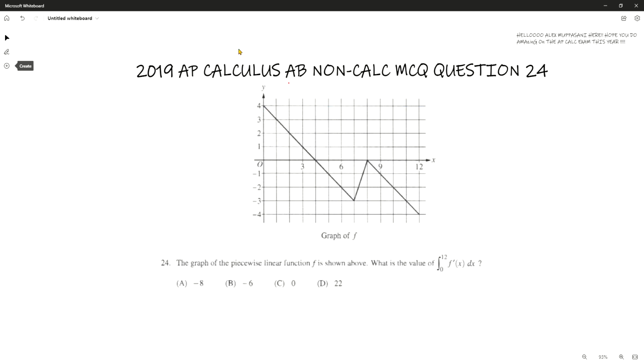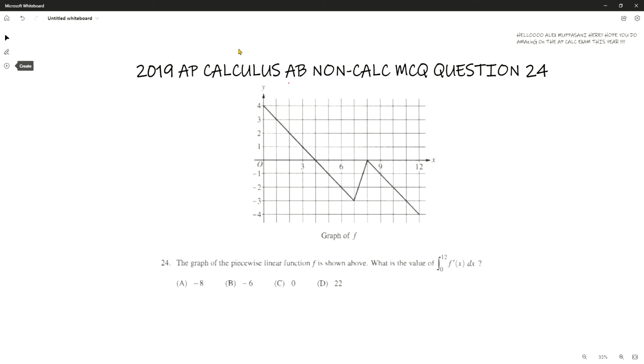For those of you tuning in, it seems as though you are having a little bit of trouble or just want some clarification on the 2019 AP Calculus AB Non-Calc Multiple Choice Question 24. So let's read this question from the start. The graph of the piecewise linear function f is shown above, and we are told to find the value of the integral from 0 to 12 of f prime of x dx.